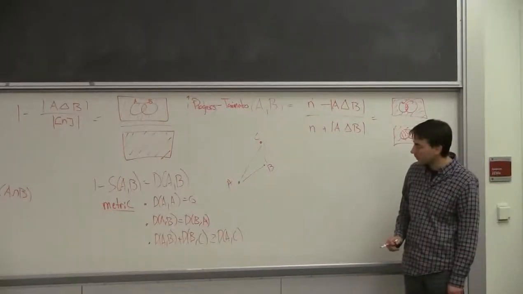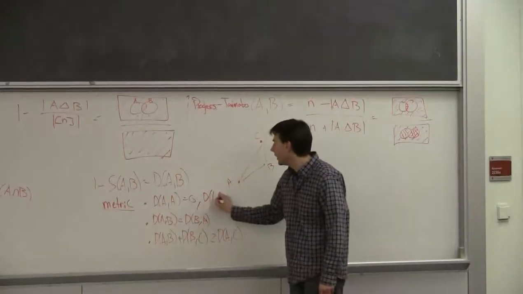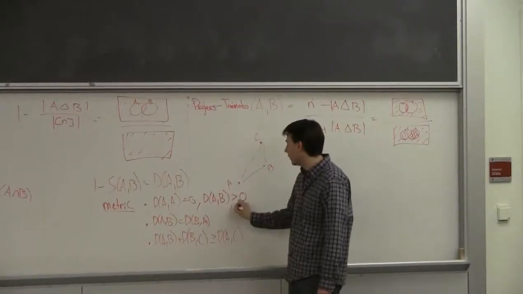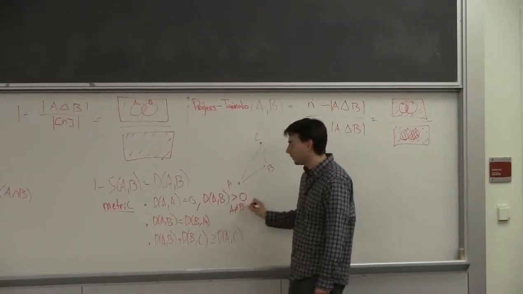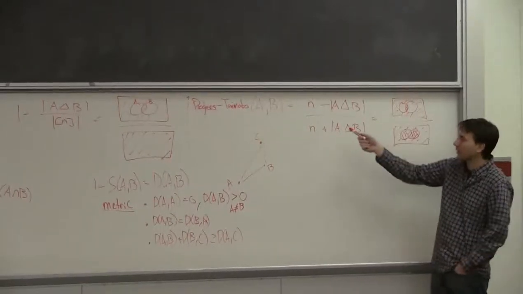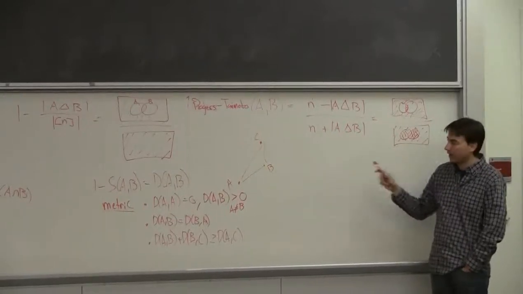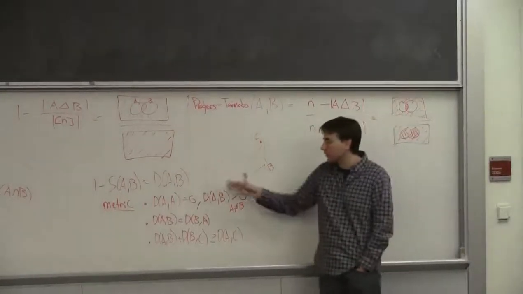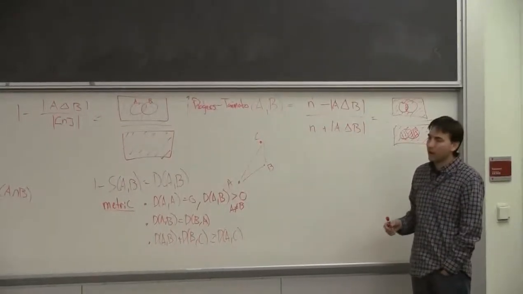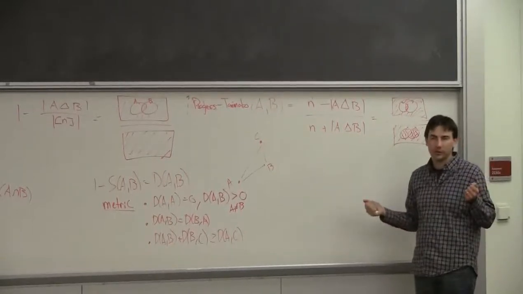One other property of the metric is that D of A and B is going to be greater than 0 if A is not equal to B. So all three of these, the Jaccard, Hamming, and the Rogers-Tanimoto, have this property that by doing this conversion to a distance, you get this metric property. And all three of them are going to work in some form with this efficient technique.